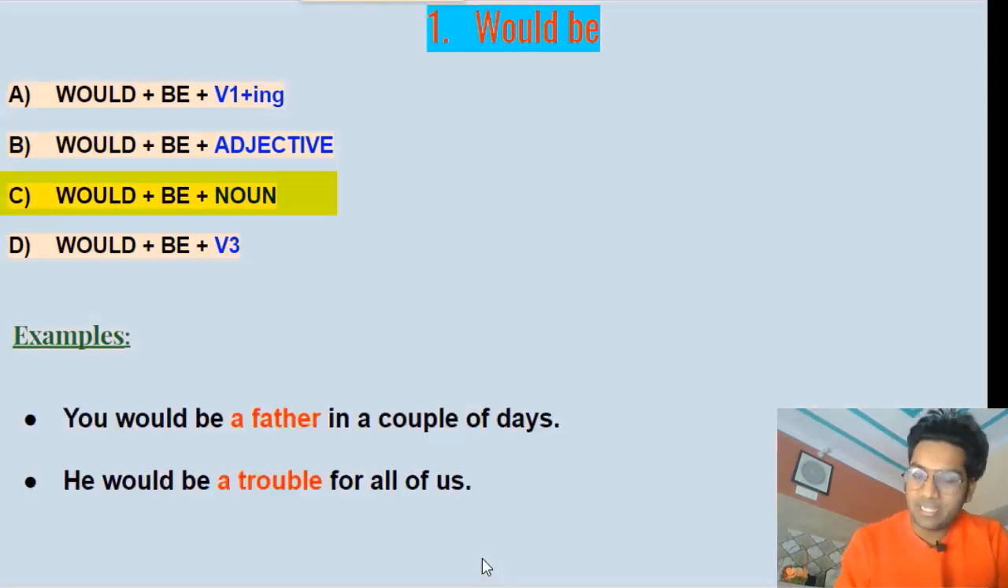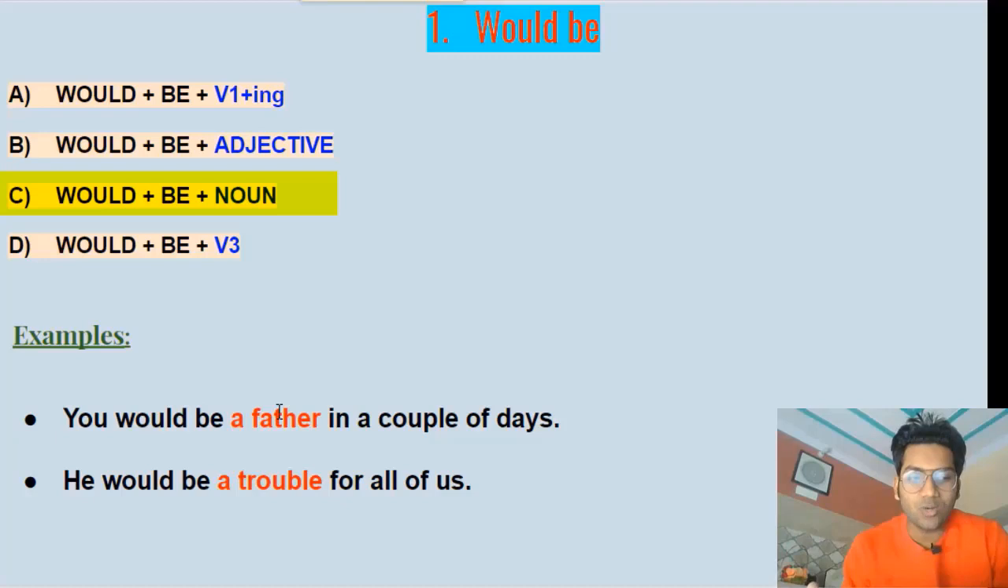Next one, would be followed by a noun. The noun will refer back to the subject, what that subject would be. Okay, hypothetical. You would be a father in a couple of days. You would be a father, or I would be a father in a couple of days.